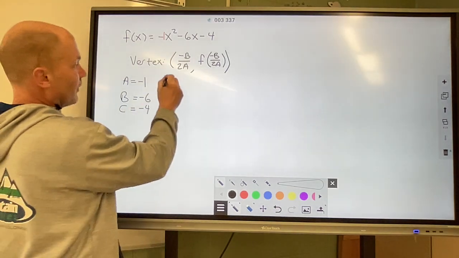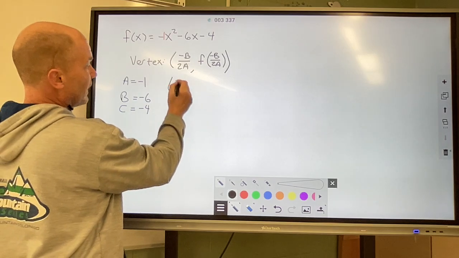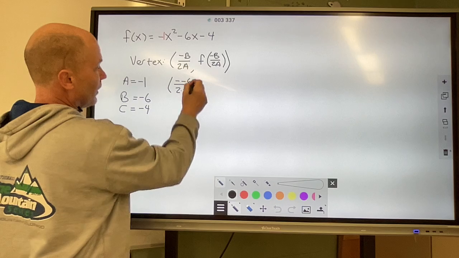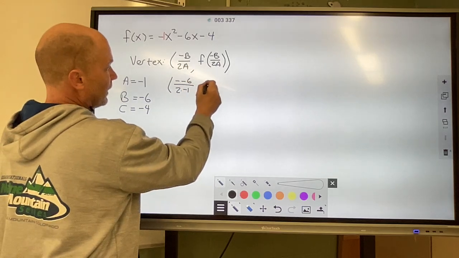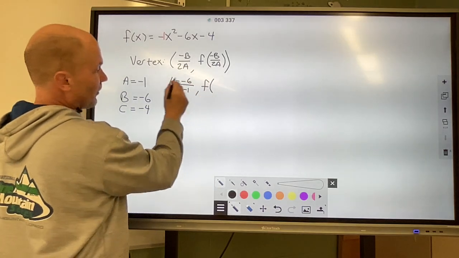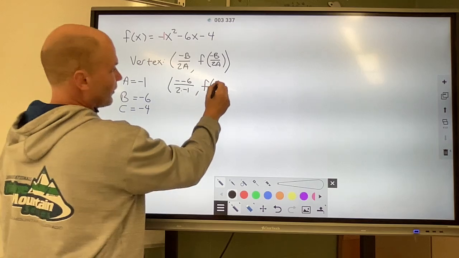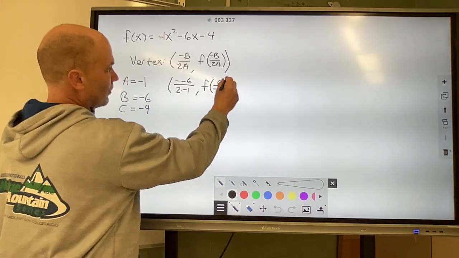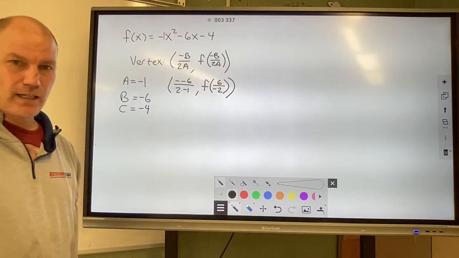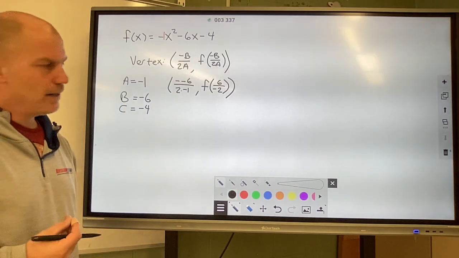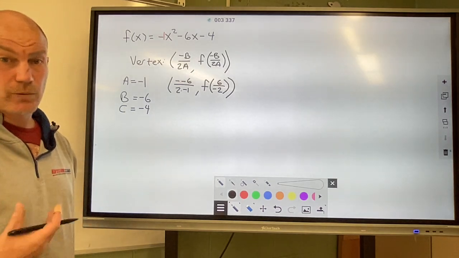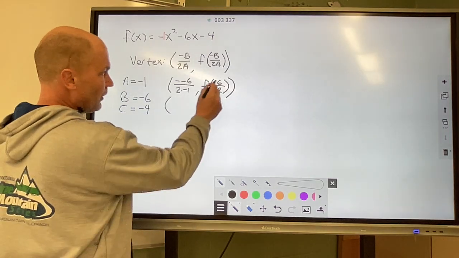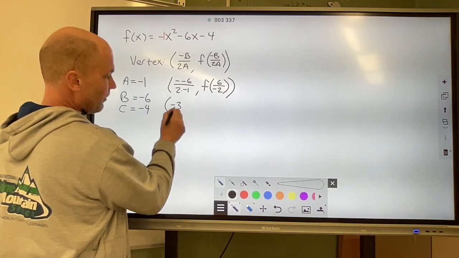So our vertex is negative b, so negative 6 over 2 times negative 1. And f of, I'm going to start simplifying this, negative 6, that's just positive 6. 2 times negative 1 is negative 2. So that is my vertex. I am going to take a moment and evaluate it and find the values of this vertex. Well, 6 over negative 2 is negative 3.